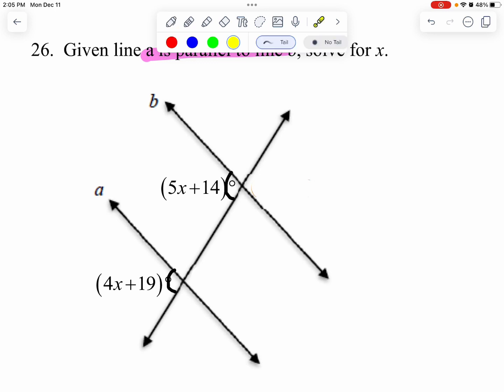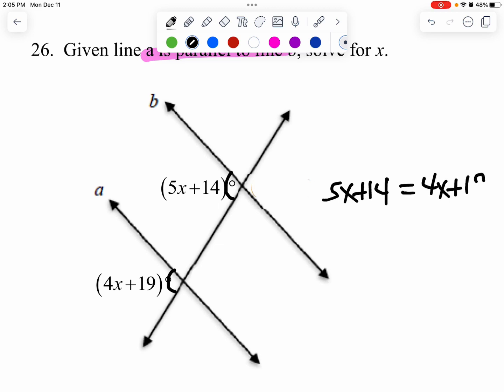Remember, all of our choices for all of these angles are either equal or supplementary. In this case, when they're corresponding, they are equal. So all I have to write is 5x plus 14 equals 4x plus 19. And I'm just going to solve this thing. So here's my equal sign.